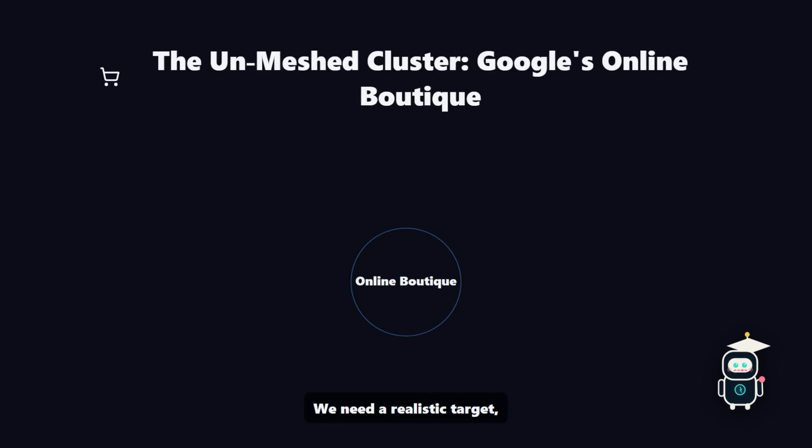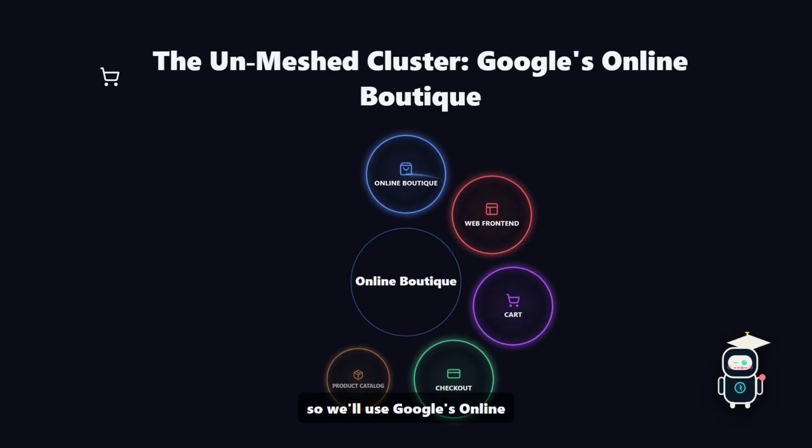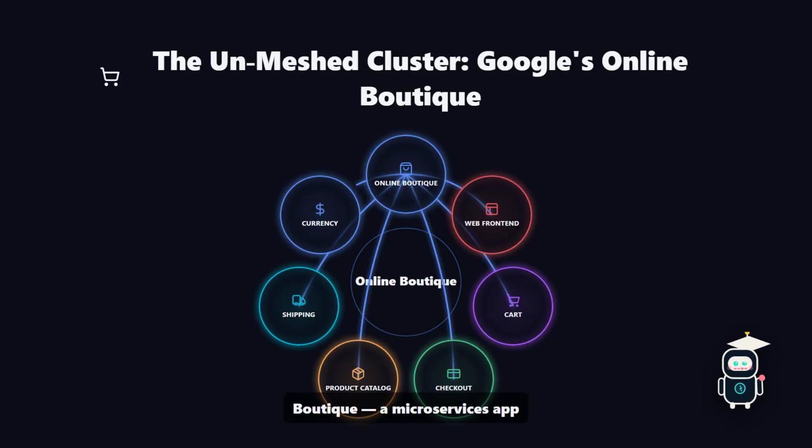We need a realistic target, so we'll use Google's Online Boutique, a microservices app with 11 different services: a web front end, a cart, a checkout, product catalog, shipping, and more. This is our messy, unmeshed cluster. The perfect playground to see what a service mesh actually does.